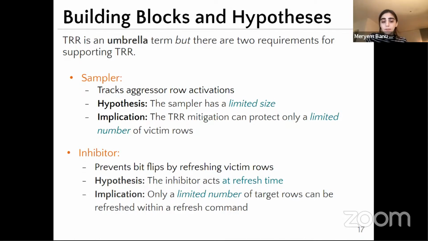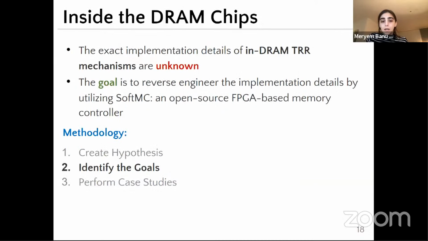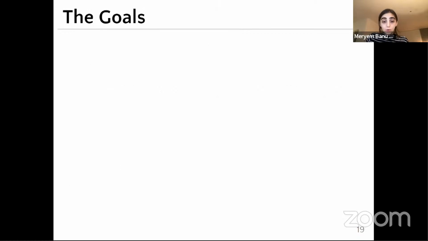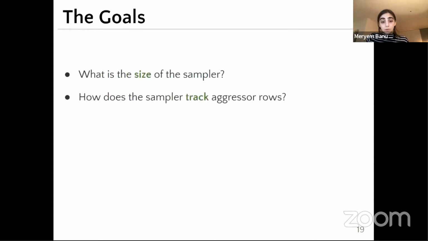And this limited number is going to be an important factor while trying to reverse engineer the in-DRAM TRR mechanisms. Now we will identify our goals and see which questions we would like to answer. The goal is to answer the following questions about the in-DRAM TRR mitigation mechanisms. What is the size of the sampler? How does the sampler check aggressive rows? For example, does it record row activation commands at a constant frequency or based on a function of time?